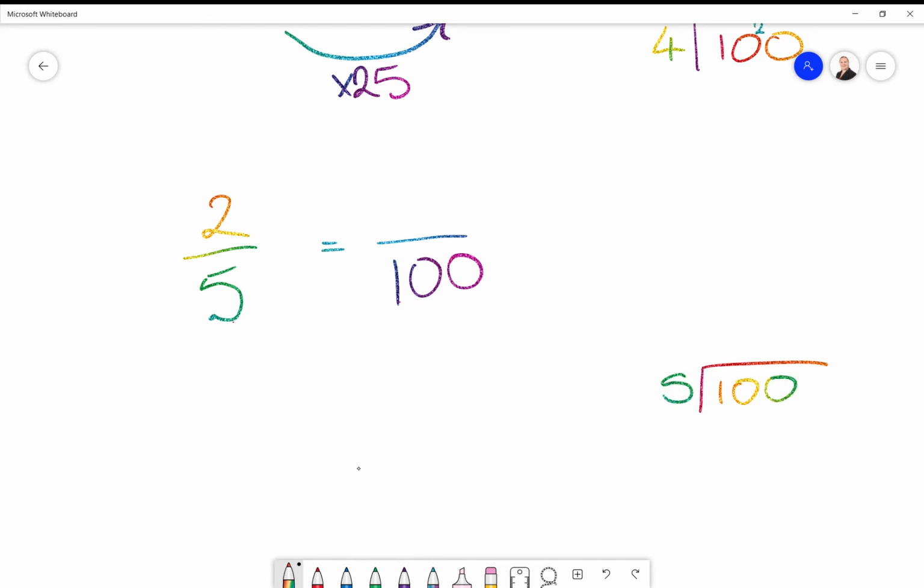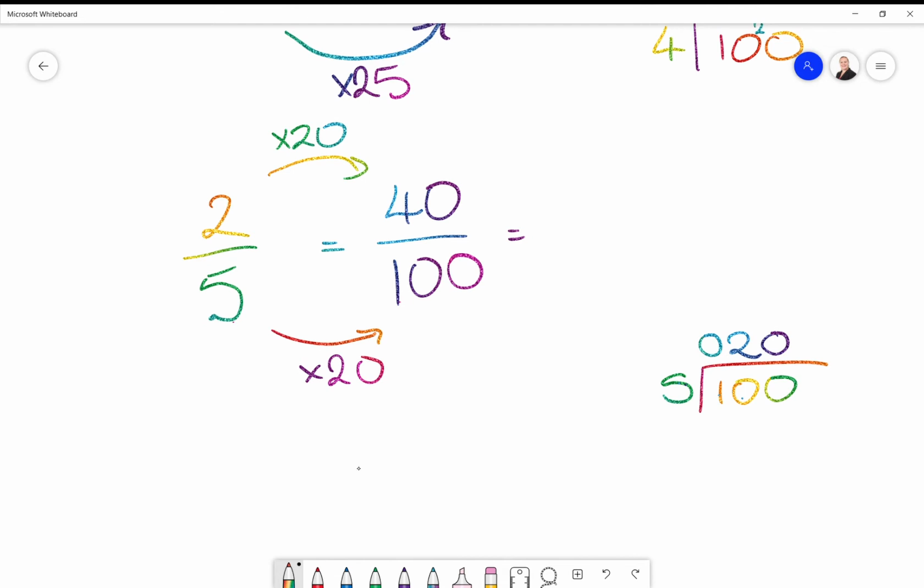How many 5s go into 1? 0. How many 5s go into 10? 2. No remainders. How many 5s go into 0? 0. So it's 20. So if I times 5 by 20, I get 100. So I have to do the same to the top, otherwise they're not equivalent, they're not worth the same amount. 2 times 20 is 40.